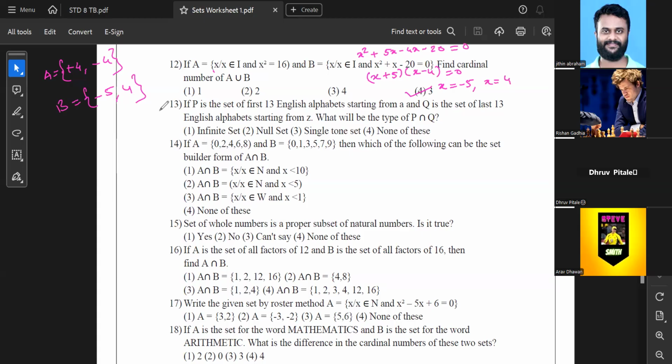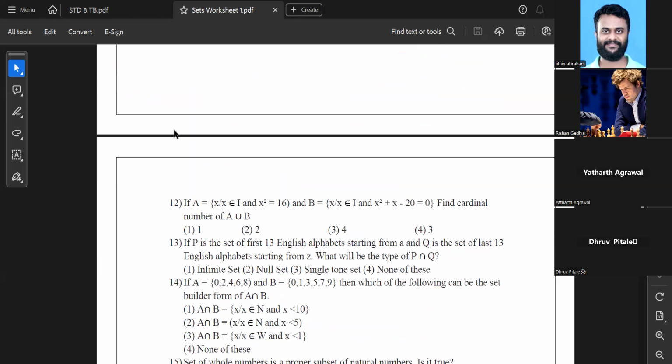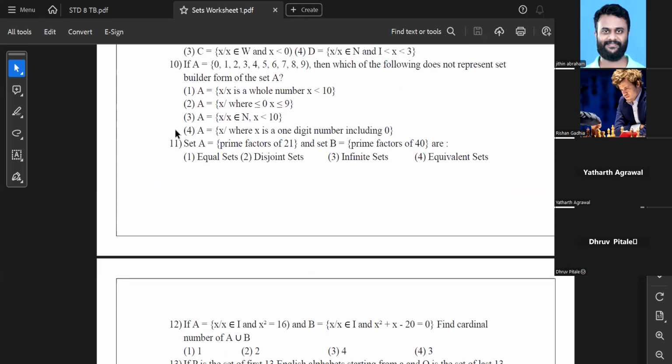Okay, now let's go for the next. Sir, can you please scroll one second up? Yes, so this is a null set. Yes, sir, can you just scroll one second up? Yep. Thank you, sir.